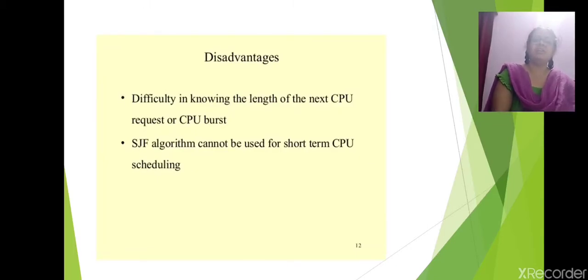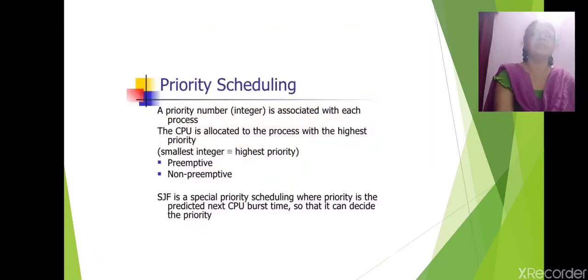Disadvantages: difficulty in knowing the length of the next CPU request or CPU burst. The SJF algorithm cannot be used for short-term CPU scheduling. These are the two disadvantages. You have to keep this in mind that the SJF algorithm always works for long-term CPU scheduling.